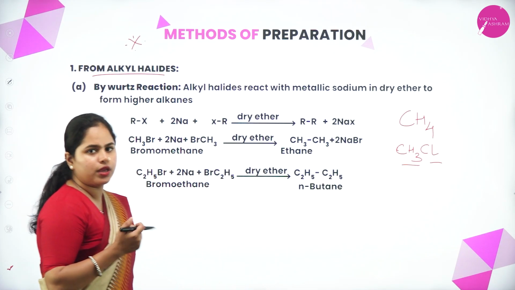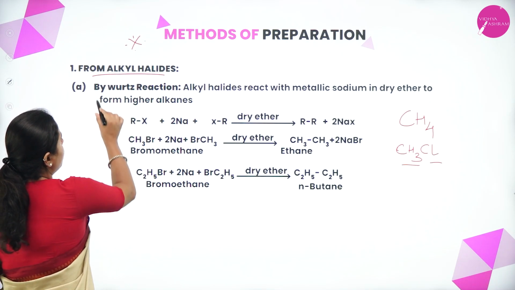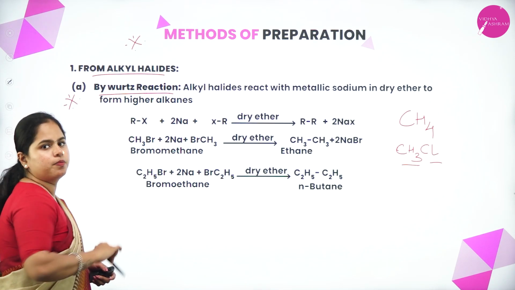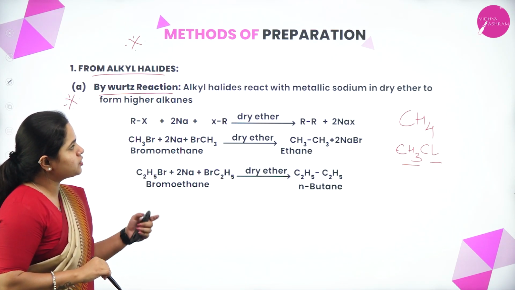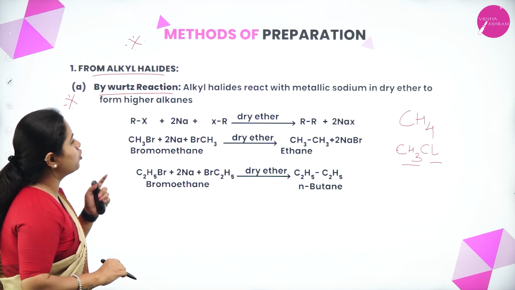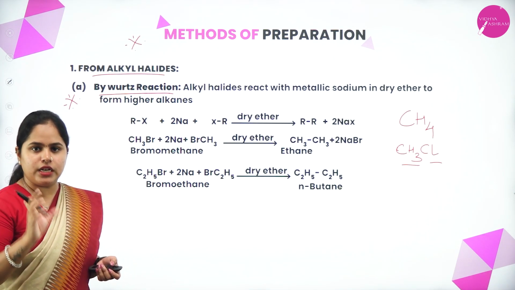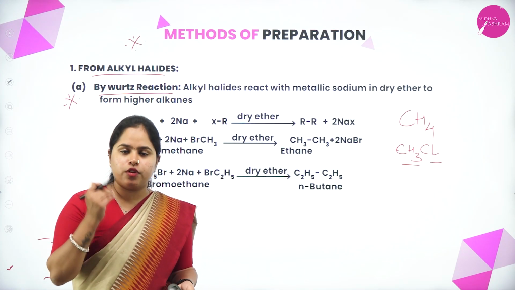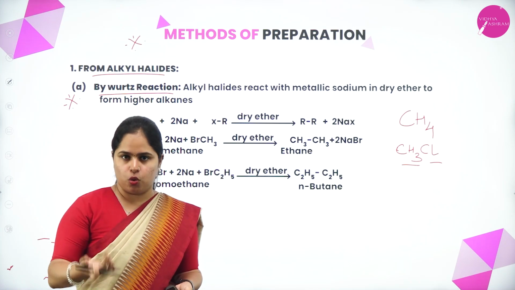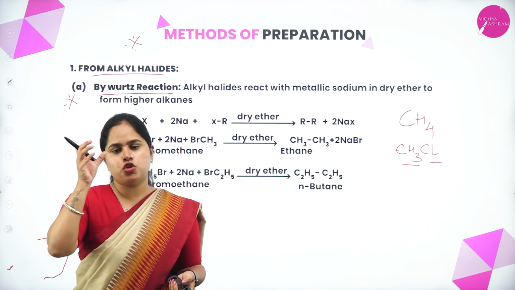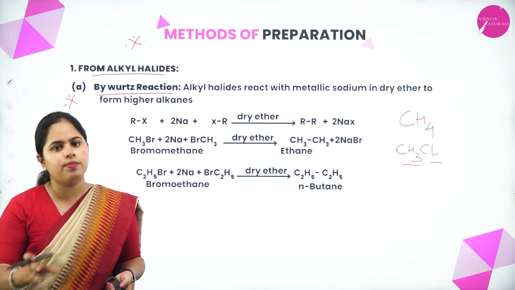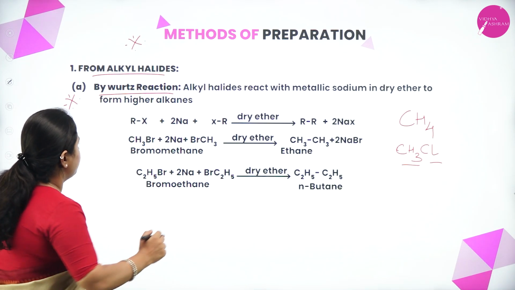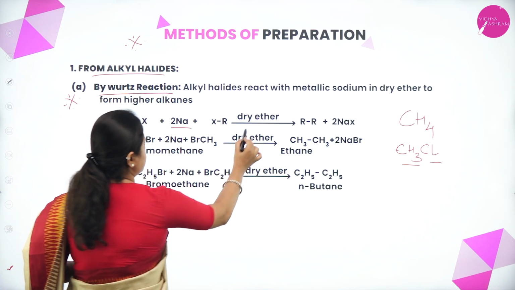Now let's see from this how we can prepare alkanes. The first one is by Wood's reaction. Is this a name reaction? So it is important, right? Alkyl halides react with metallic sodium in dry ether to form higher alkanes. The initial reactant here is alkyl halides, and we are going to react it with sodium in the presence of dry ether. In each of these reactions, we are going to study the reagent and the product; everything is important.